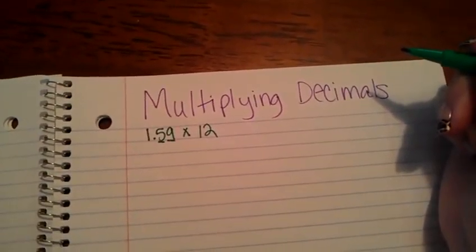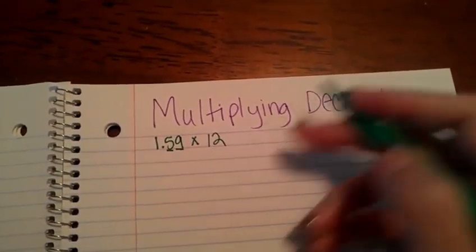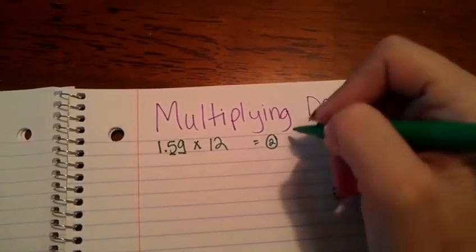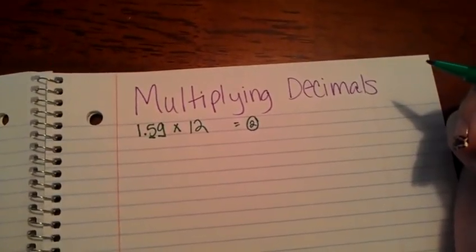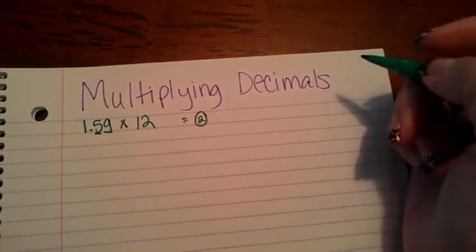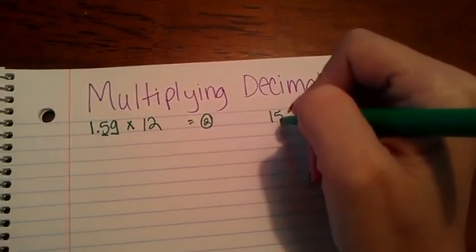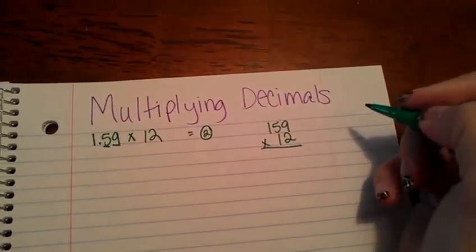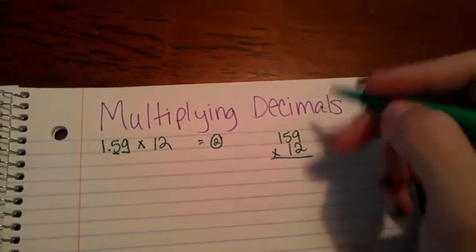1.59 has got 2 decimal places, and 12 does not have any. So I know that my answer has got to have 2 decimal places. I'm going to put that here out by the side. Now I'm going to just multiply my numbers like I normally would without any decimals. So it's like 159 times 12.